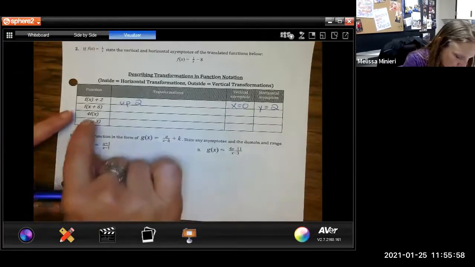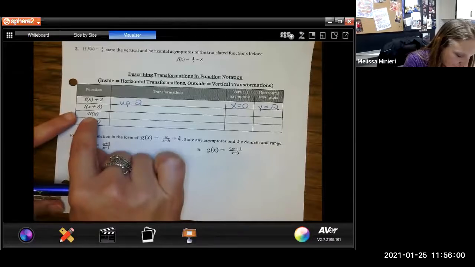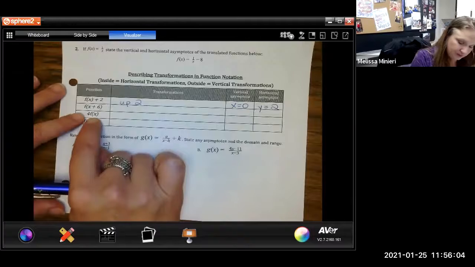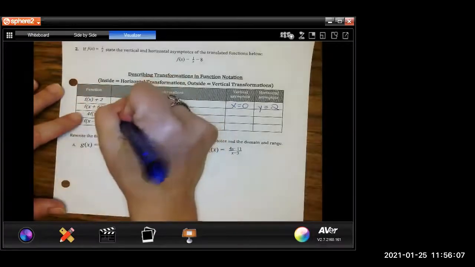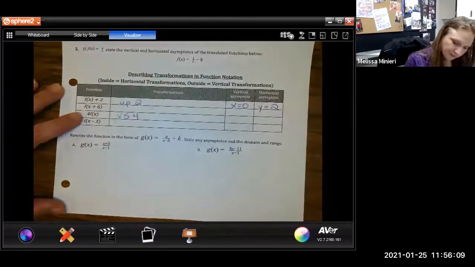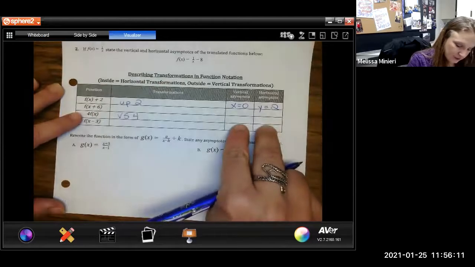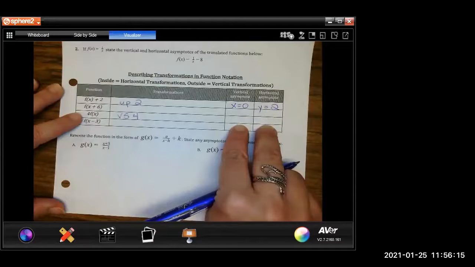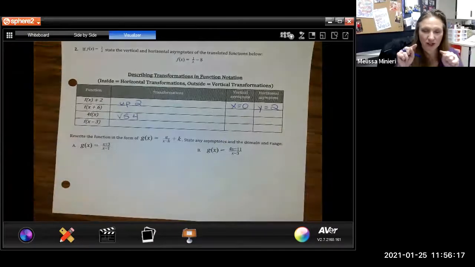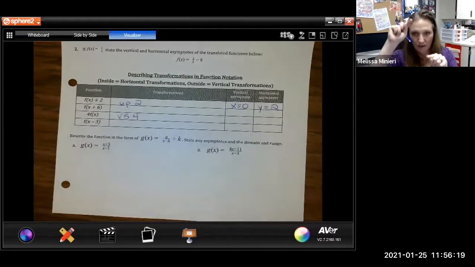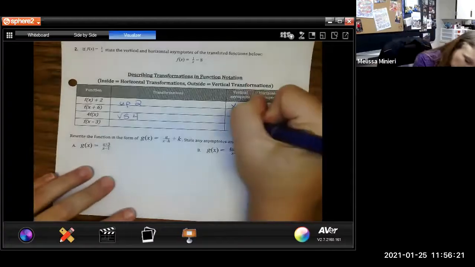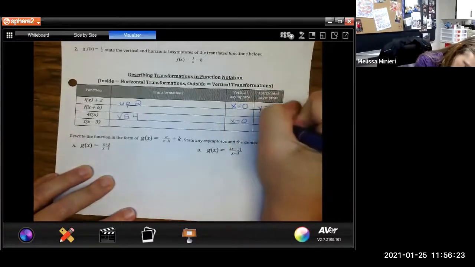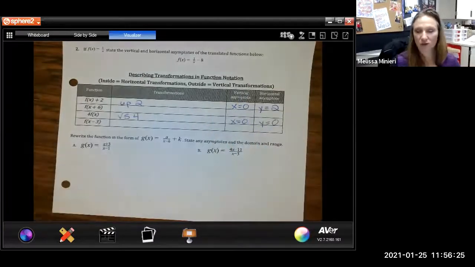So let's choose another one. How about this one right here? 4. What is this transformation? 4 times the function. A vertical stretch of 4. Good. Vertical stretch of 4. And so how is that going to affect the asymptotes? It won't. It doesn't affect either one. You're right. Because if we stretch it, it's really just going to affect that key point. But the asymptotes are going to remain at 0. They will stay the same.